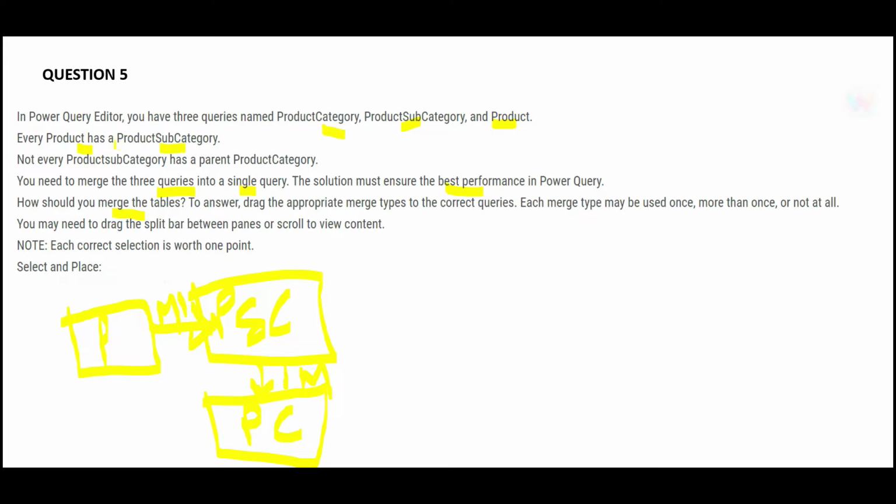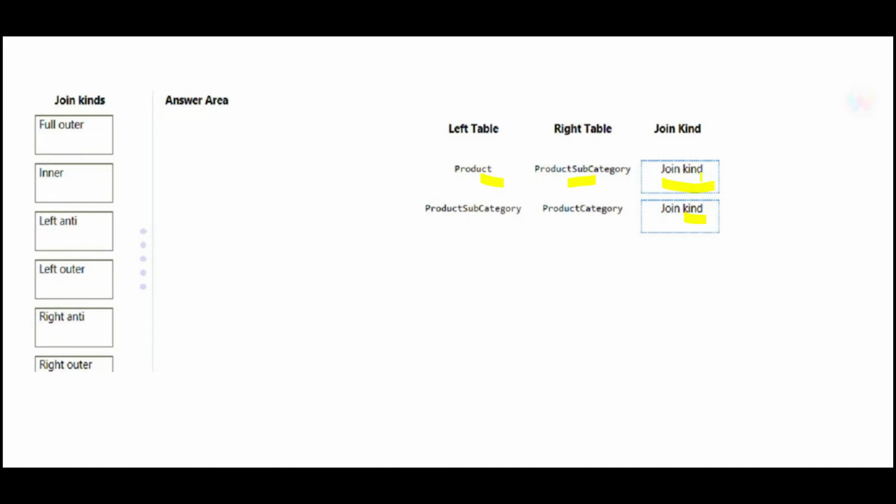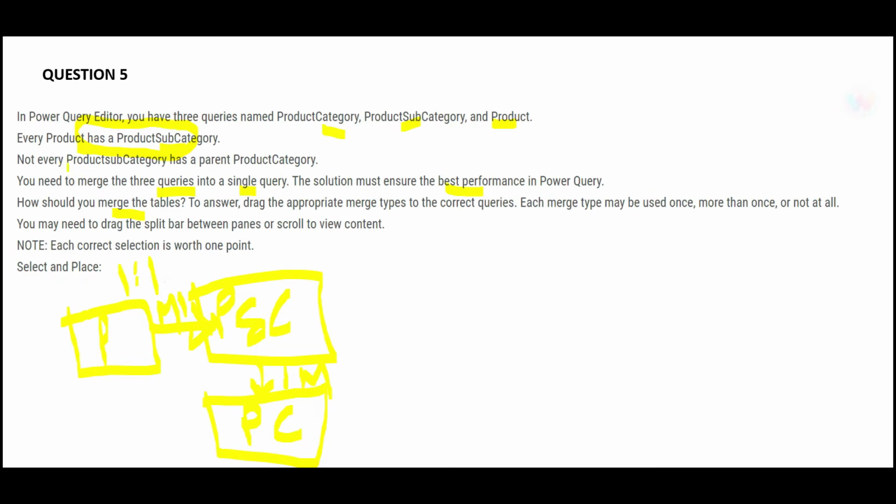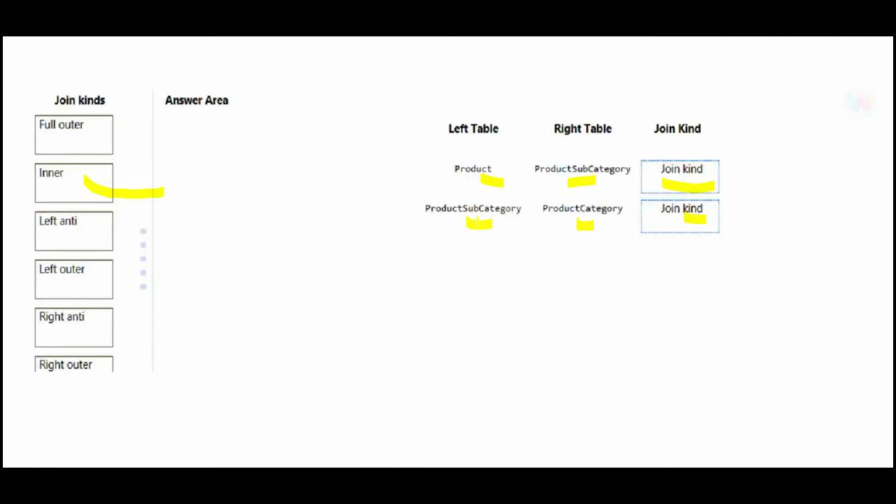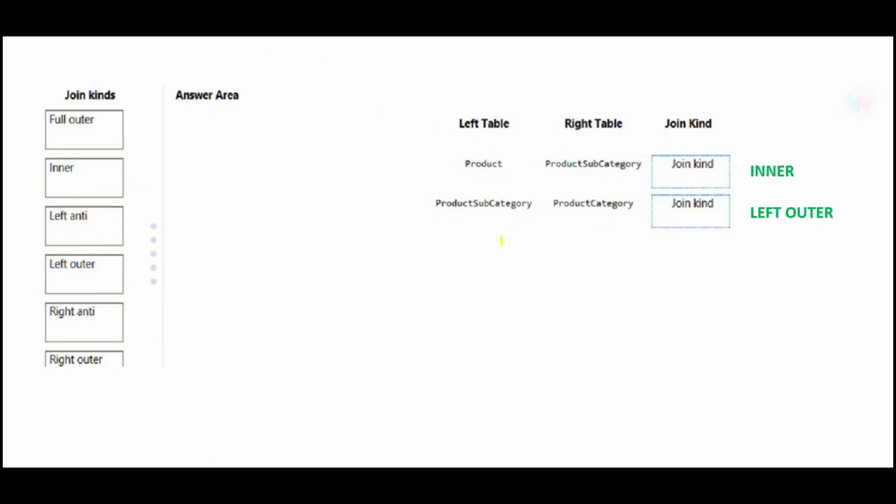But what did we say? Every product has a product subcategory, so I would build an inner join here. Between product subcategory and product category, not every product subcategory has a parent category. So we got to use left outer. This is the answer, because left outer would ensure that for each row in the subcategory, you may or may not have a product category, which is what a left outer join does. It will give you everything from the left, whether it gets a match here or no match. If it is no match, you get a null. So this is my final answer.